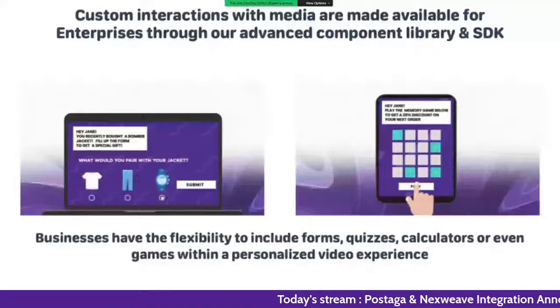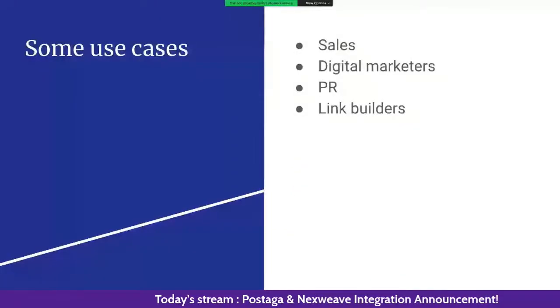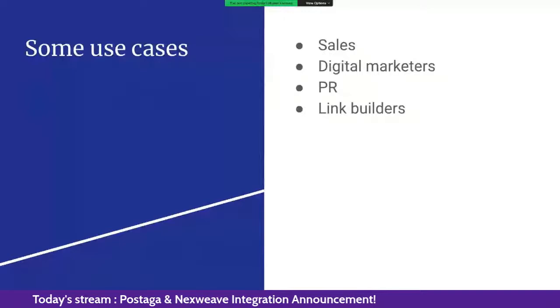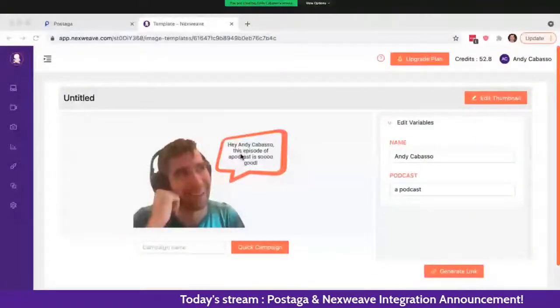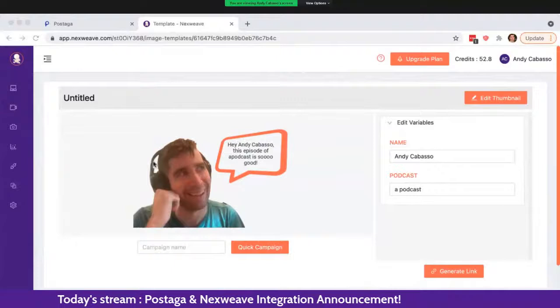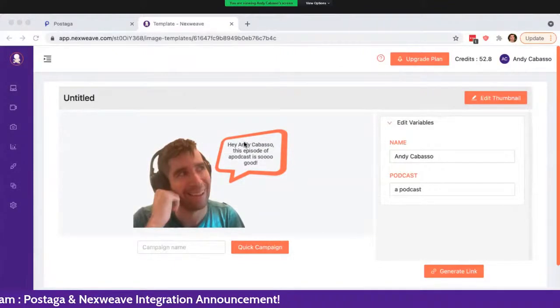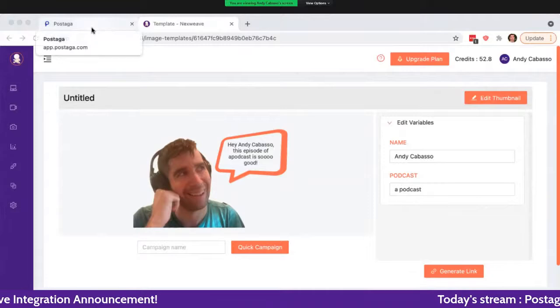So real quick, I want to share, if you're not familiar, how POSTAGA works in tandem with all of this, and also if you've never checked out POSTAGA before, how our workflow works. In Nexweave, you have this ability to create these personalized templates with these merge variables here. So for example, this is my attempt at pitching a podcast with a personalized image where I can have a merge variable for their name as well as the podcast name.